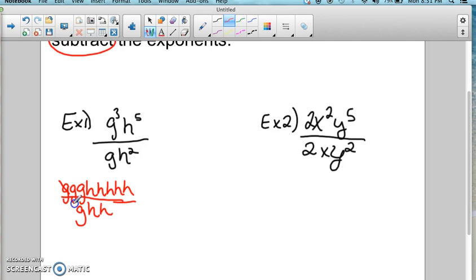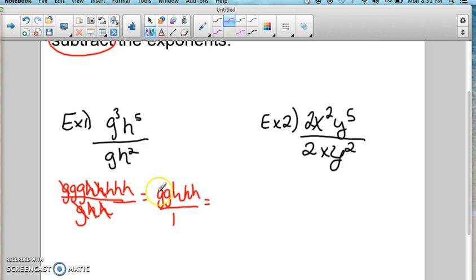So for instance, this g will cancel with this g, and these two are left at the top and there's nothing to cancel at the bottom with it. So for the h's, these two cancel out, these two cancel out, and then these three are still left at the top. There's nothing to cancel out at the bottom with. So we really have g, g, h, h, h, and then nothing at the bottom. When there's nothing at the bottom, technically there's a 1, but we don't really have to write this.